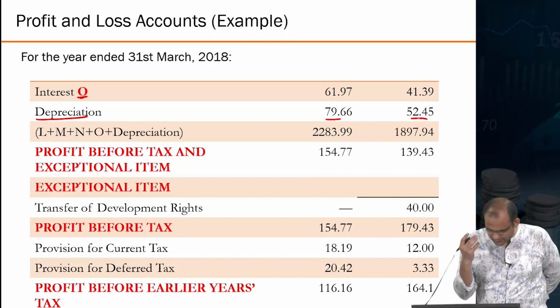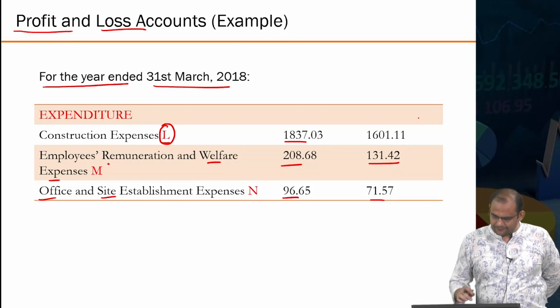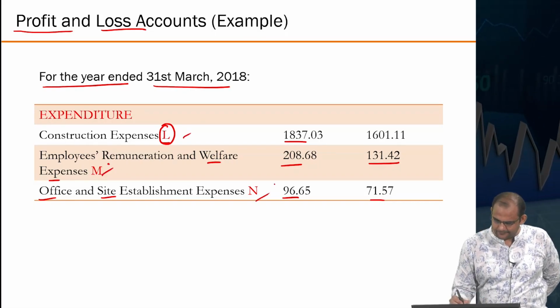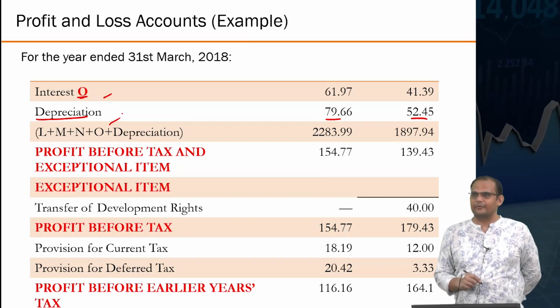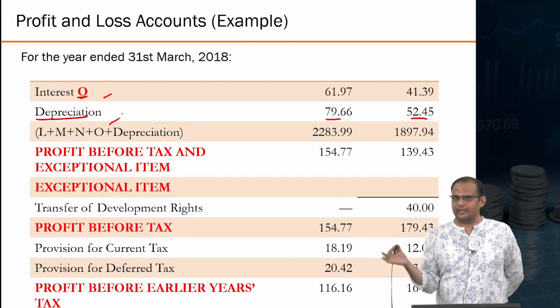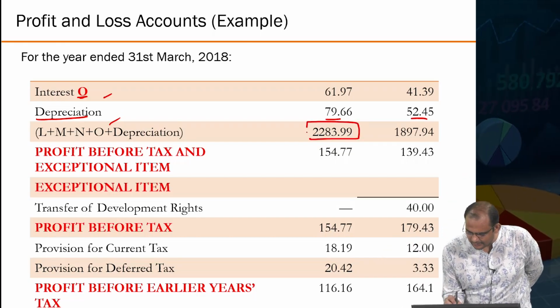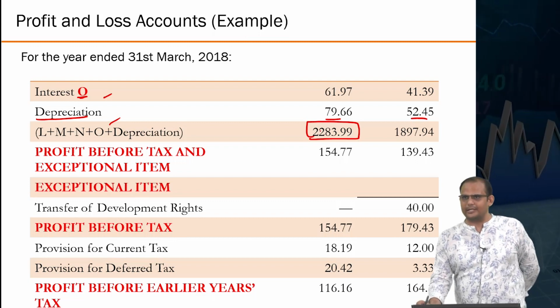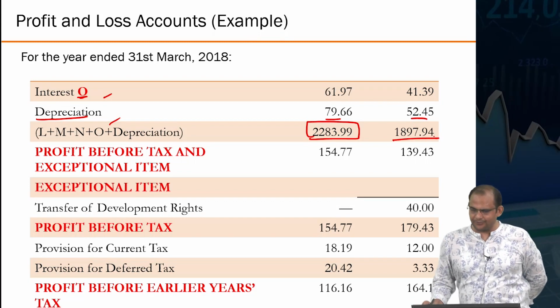So the total cost in that financial year becomes your L, M, N, O and the depreciation. We are doing this at a company level. So depreciation actually gets subtracted from the total income, right? That's the kind of principle we have looked at. So this amount comes out to be 2,283 crores compared to 1,897 a year ago, right?